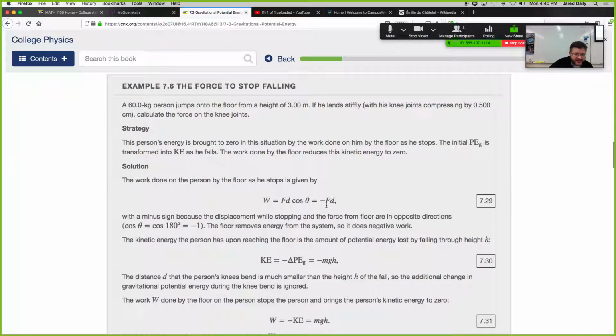We have work equals negative force times distance because the person is going down, but the force is going up, right? It's stopping them. So that's fine, so it's just negative force times distance.